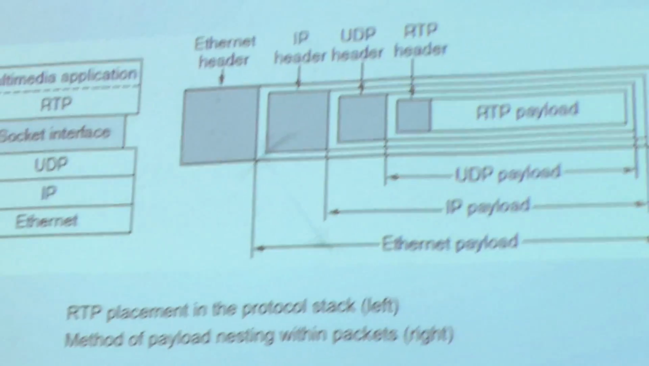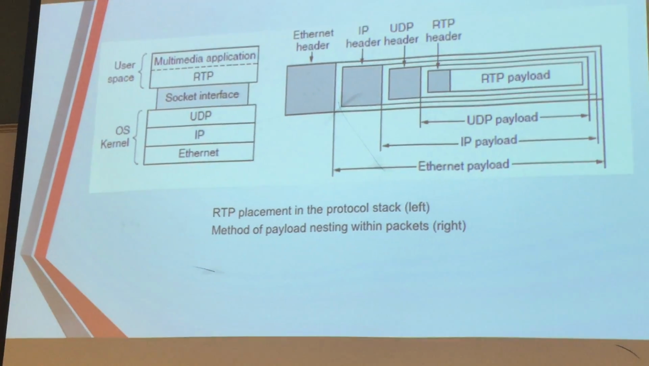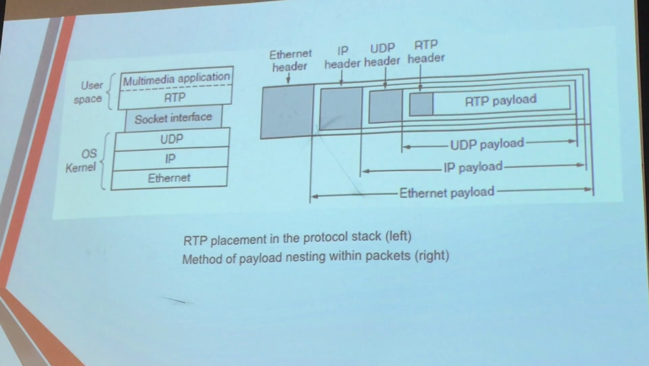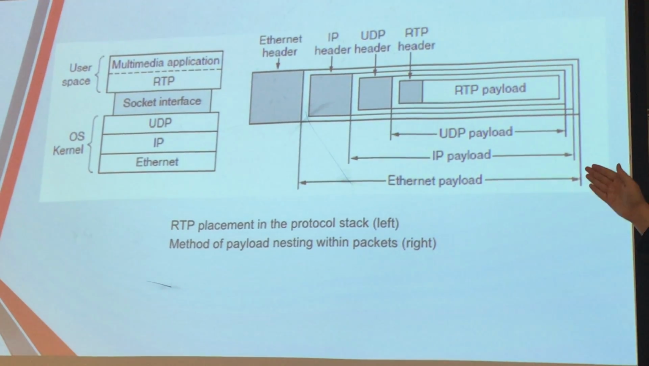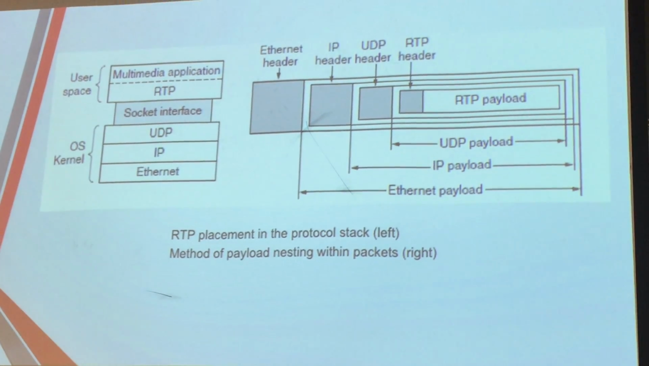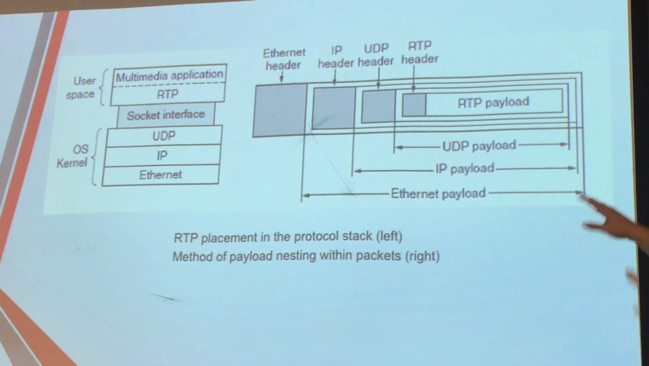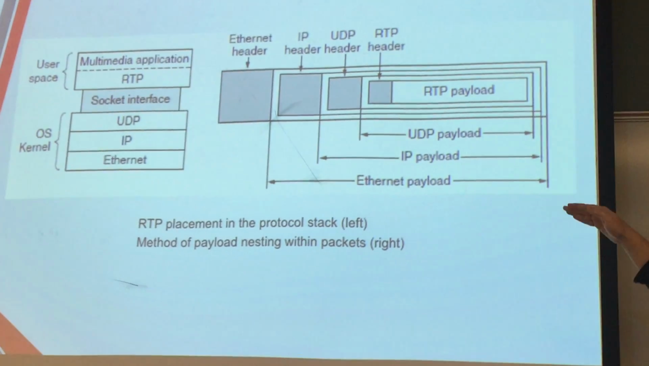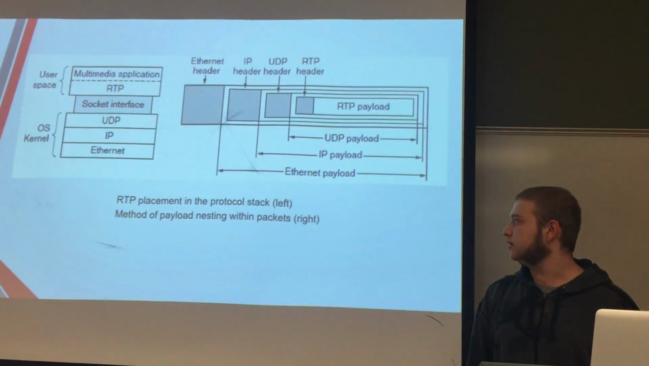And this is just a diagram of how the header or the packet is put together. It comes from the multimedia application, calls the RTP protocol, puts in the payload, does all of that, then it goes down to the UDP, then to the IP, and then to the Ethernet.